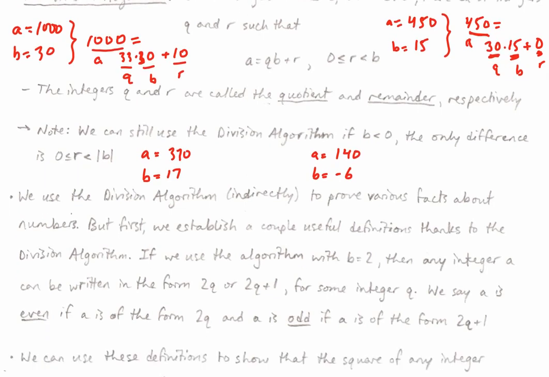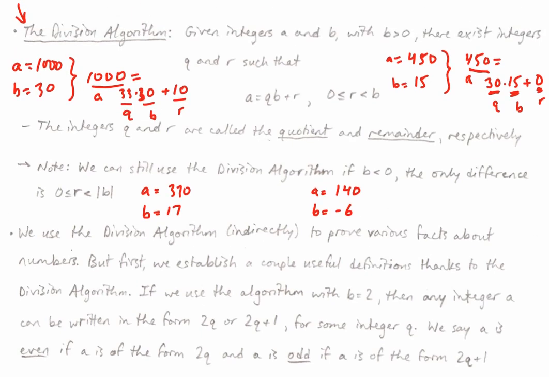Now, one of the uses that we're going to have for this division algorithm is to prove various facts about numbers that take on certain kinds of forms. But first, before we do that, we're going to establish a couple of useful definitions that arise from this division algorithm. If, in the statement of the algorithm, I let b equal 2, then any whole number a can be written in the form of either 2q or 2q plus 1 for some whole number q.